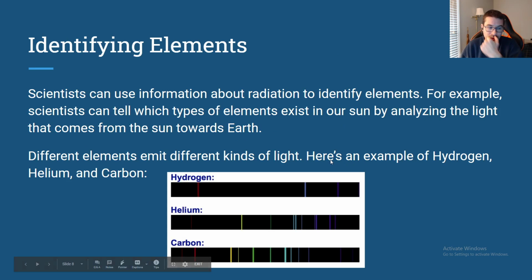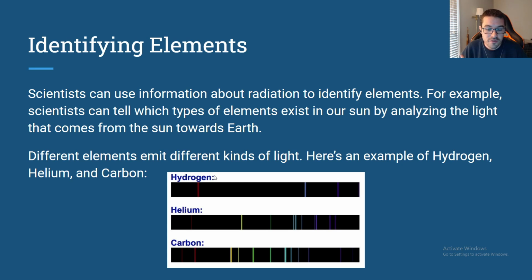All right, so why is this useful? Why are we talking about this? Scientists can use information about radiation to identify different elements. For example, scientists can tell which types of elements exist in our sun by analyzing the light that comes from the sun towards Earth. Different elements emit different kinds of light. So here's an example that shows three different elements and the type of light that they emit.